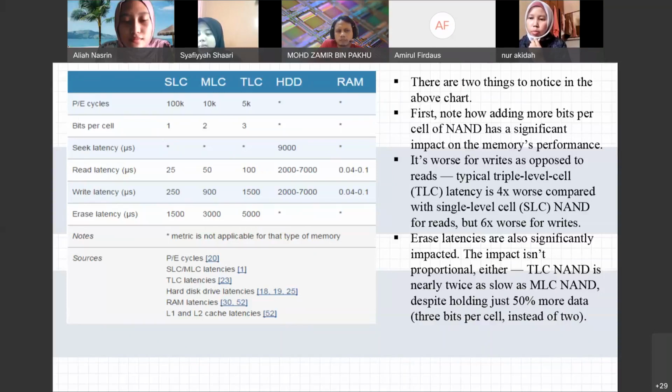First, note how adding more bits per cell of NAND has a significant impact on the memory's performance. It's worse for writes as opposed to reads. Typical TLC latency is 4 times worse compared with SLC NAND for reads, but 6 times worse for writes. Erase latencies are also significantly impacted. The impact isn't proportional either. TLC NAND is nearly twice as slow as MLC NAND, despite holding just 50% more data, 3 bits per cell instead of 2. So, next slide.